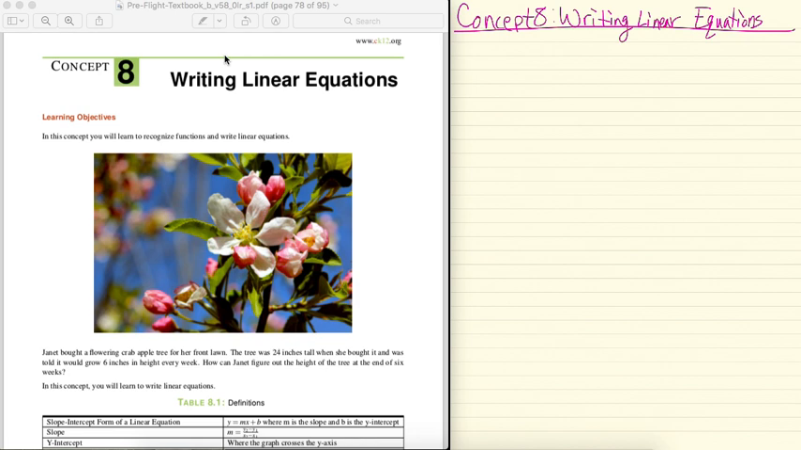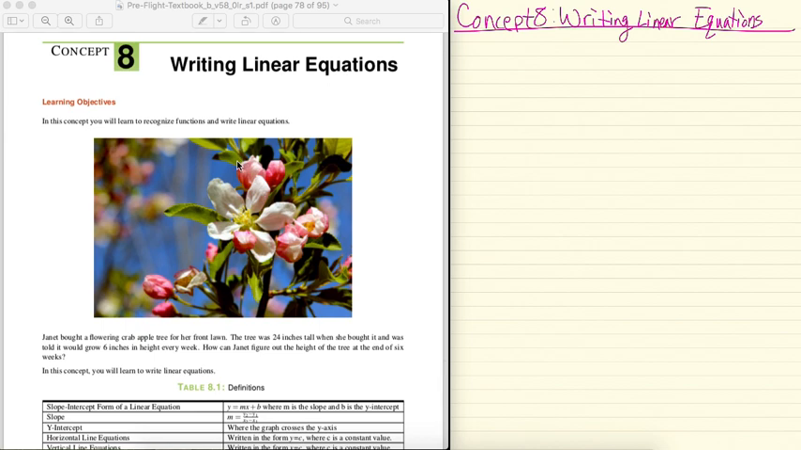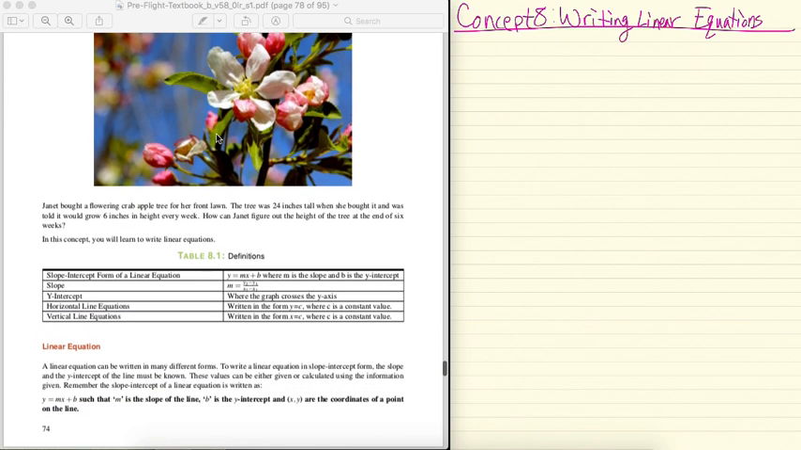All right, here we are with our last lesson of the school year for pre-flight math. We're looking at Concept 8, writing linear equations. So in this concept, you're going to learn to recognize functions and write linear equations.